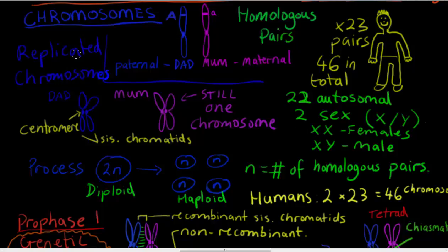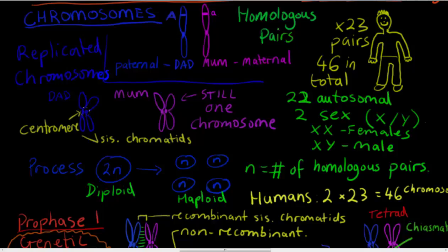Now after S phase, the chromosomes are replicated chromosomes, and this is a replicated chromosome. Still one chromosome, but it's replicated. A lot of people get this confused and see this replicated chromosome and think it's 2 chromosomes. But no, this is just the paternal and the maternal chromosome replicated. And so we have what's called sister chromatids. The 2 parts are called sister chromatids.